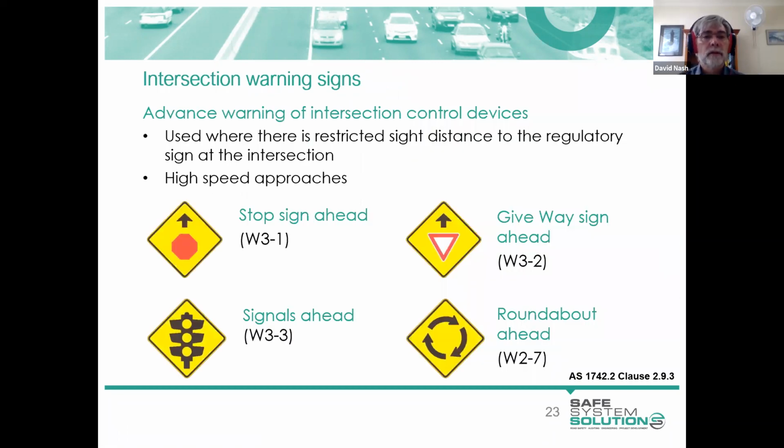Intersection warning signs. So advanced warning of intersection control devices ahead, used where there's restricted sight distance to the regulatory sign at the intersection and on high speed approaches, but again, not necessarily everywhere. So if you're on a rural road approaching an intersection where the driver has to stop or give way, then these are the two signs that should be used, not the crossroad warning sign. And if there are signals ahead, clearly that is what's used. And if there's a roundabout ahead, that is what's used, if necessary.